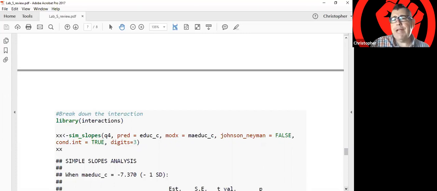And the most common way that we'll do this is we'll get a slope for mother's education scores that are 1 standard deviation below the mean mother's education, so low education. We'll get them for being right at the mean of mother's education, and then we'll get them for 1 standard deviation above the mean in mother's education. And you can think about this really broadly as low, medium, and high groups. Below average, average, and above average. Lots of different ways to think of it, but what we're doing is we're creating artificial categories here, just so that we can get a look at what's happening across different levels of mother's education.